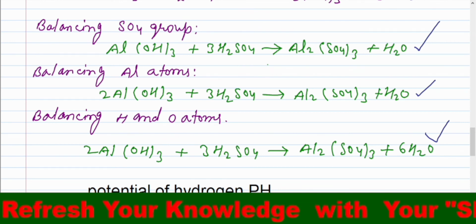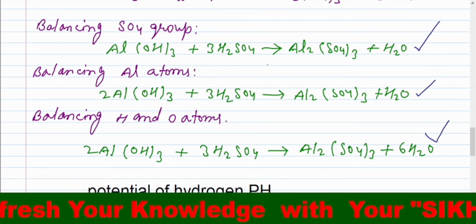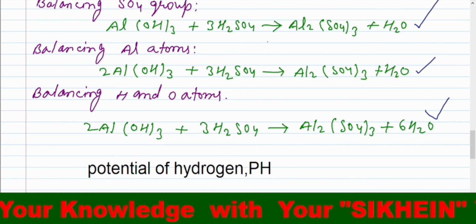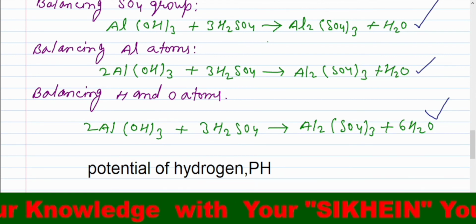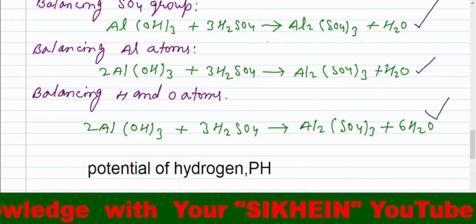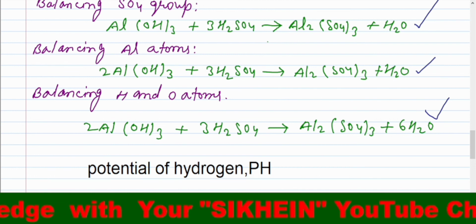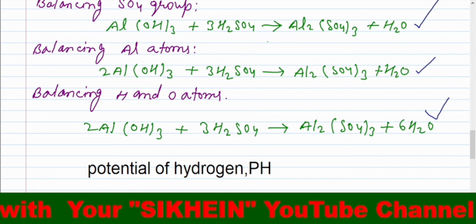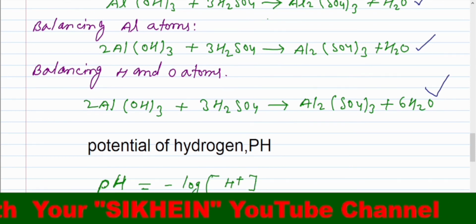pH full form is potential of hydrogen. So the pH formula is here: pH equals minus log of the H plus ion concentration. So we can find something.